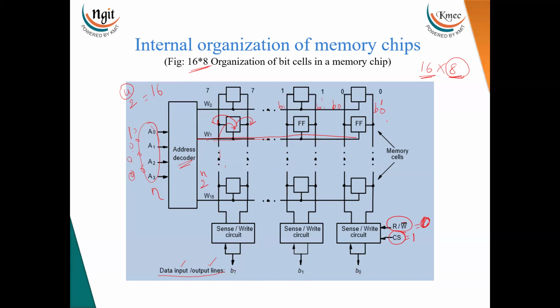Now this is for the 16 by 8. 16 by 8 means a total of how many bits? 16 by 8 means total 128 bits, which means we can store 128 bits in this memory chip.